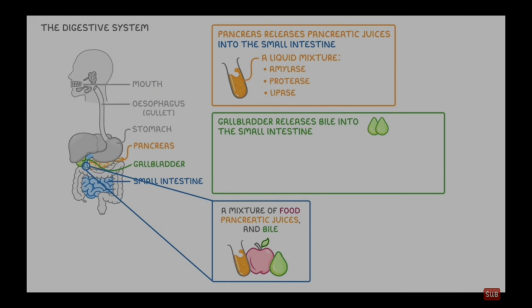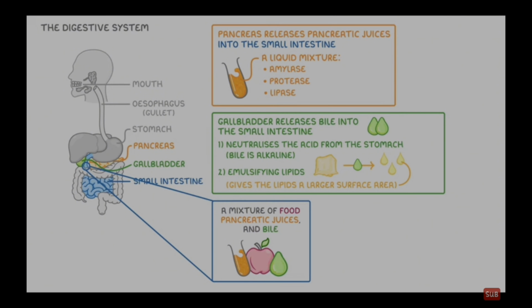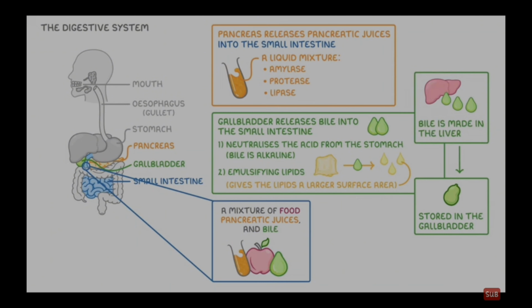Bile, on the other hand, has two roles. One is that it neutralizes the acid from the stomach, making the pH more ideal for the digestive enzymes to function. And it can do this because the bile itself is alkaline. Its other role is emulsifying lipids, which basically means that it helps break the big blobs of fat and oil down into tiny droplets. And this helps because it gives the lipids a much larger surface area for digestive enzymes to work on. And one extra thing to know is that bile is actually made in the liver. It's only stored in the gallbladder until it needs to be released.